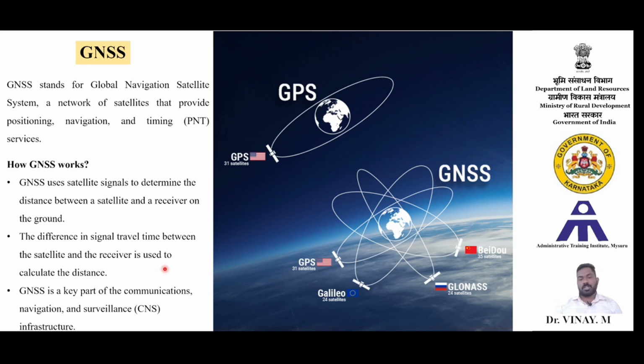So GNSS is a key part of communication, navigation and surveillance, and also the infrastructure. So GPS or GNSS were mainly developed for military applications initially. Later on, they became used for civilian use.